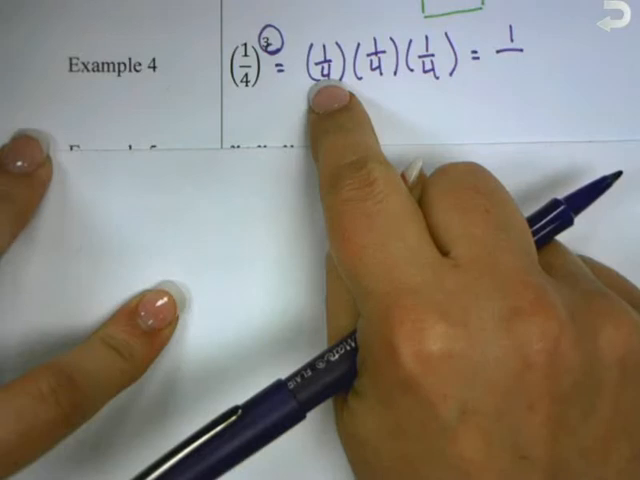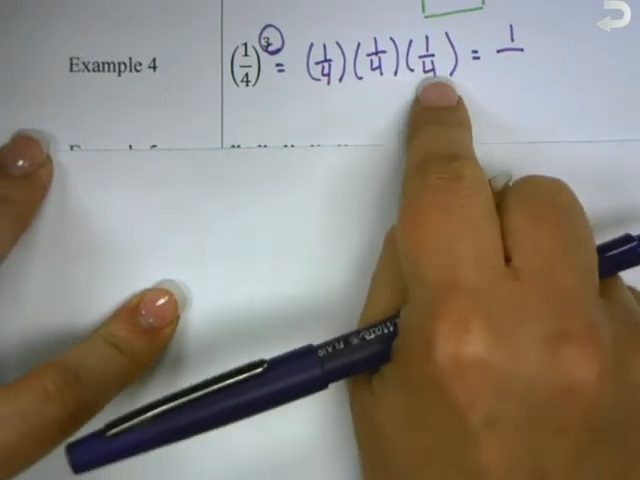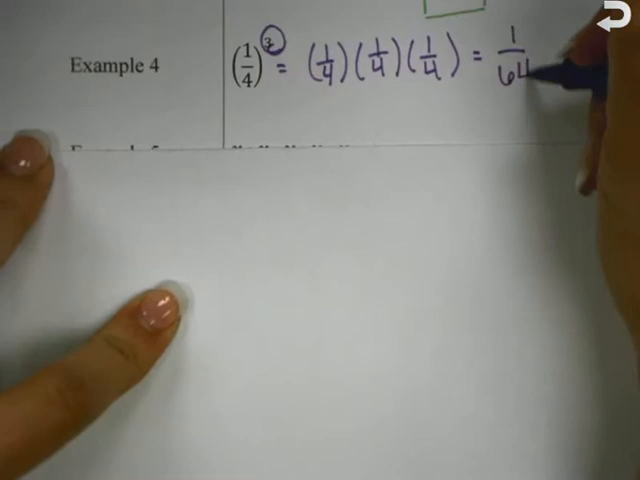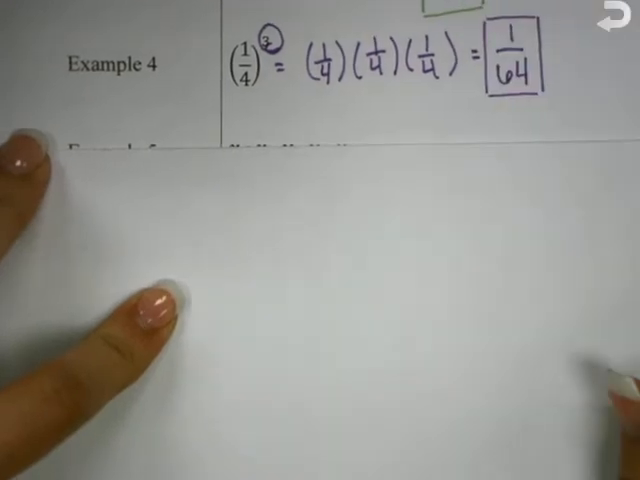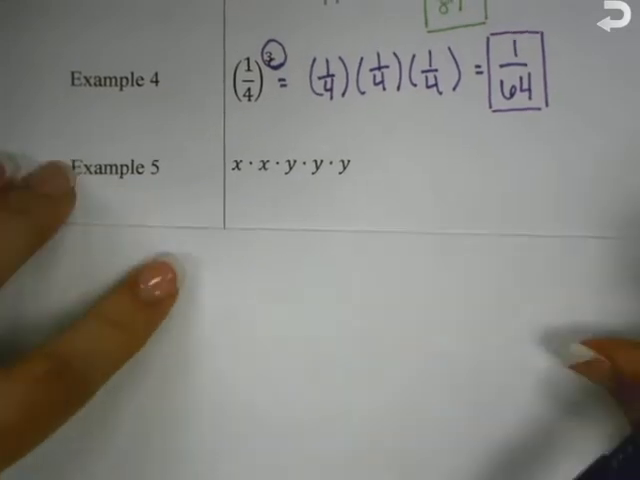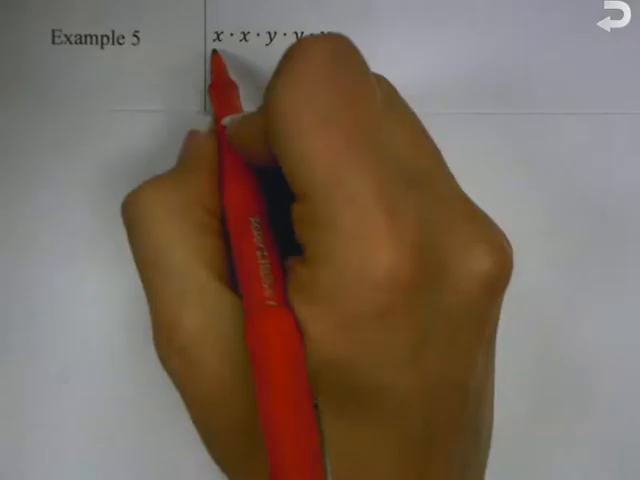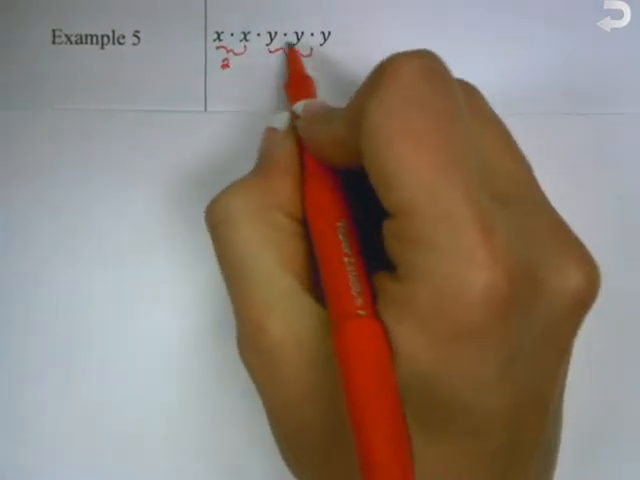So let's look at example 5. This time I want to go backwards. These are already expanded, and now I want to write it in exponential form. So what I'm going to do here is I need to look at my x's. Now I'm multiplying x times x 2 times and y times y 3 times. So this is going to be the same as x to the second power times y to the third power, and that's all we have to do there. So now it's already expanded and we're going backwards, so we're writing it in exponential form.